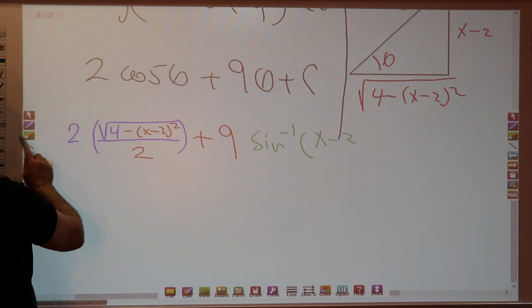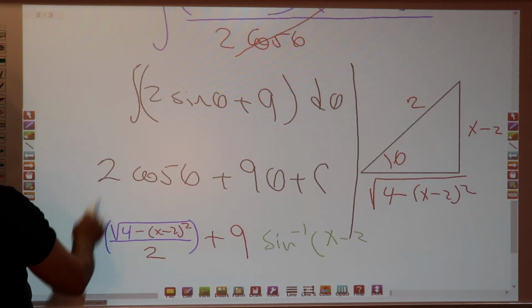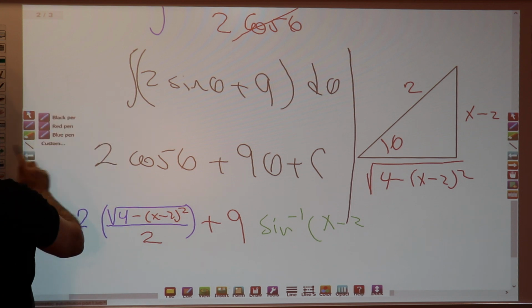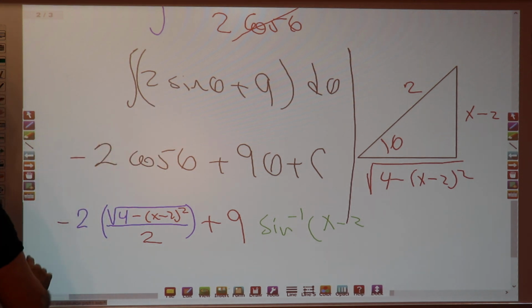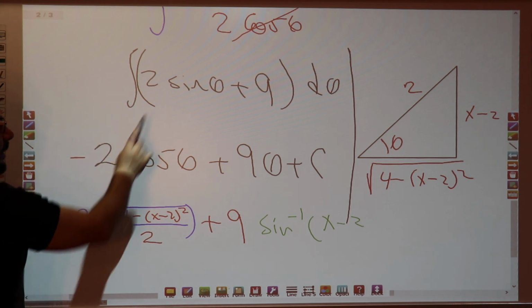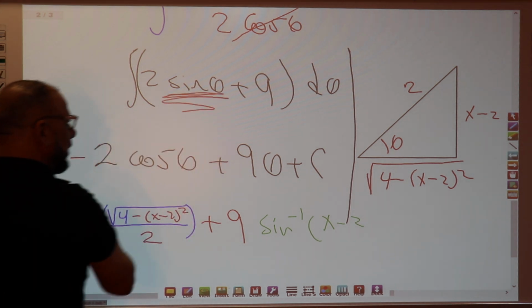We have a negative sign we're missing somewhere. I'm going to tell you where. Integration of sine is what? Negative cosine. Right? Integration of sine is negative cosine.